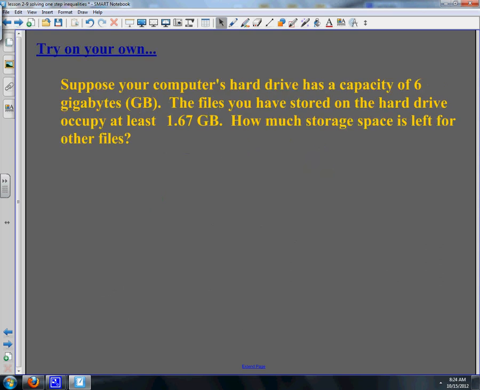Okay, so suppose your computer's hard drive has a capacity of 6 gigabytes. The files you have stored on the hard drive occupy at least 1.67 gigabytes. How much storage space is left for other files? So, I already have 1.67, and I'm going to add it to x, and then that has to be less than or equal to 6, because my computer only has 6 gigabytes. I can't go over. I can go under, though. We all know that. You can save, save, save, and then if you only have 3 gigabytes, you're still going to be able to use your computer.